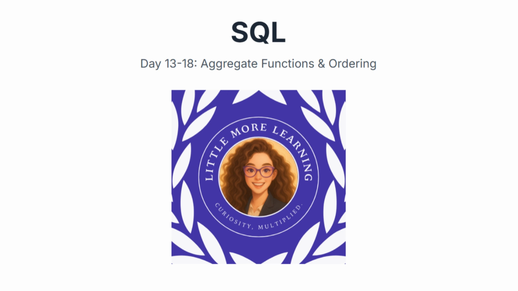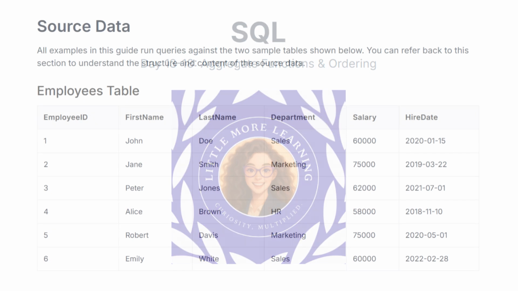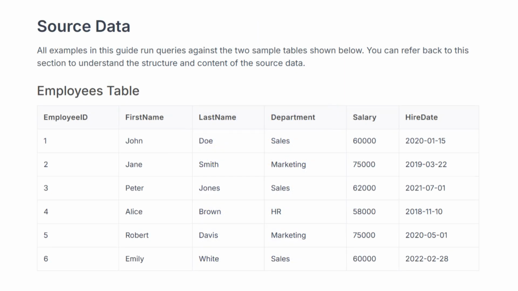Today we're diving into one of the most powerful aspects of SQL, aggregate functions and data ordering. Think of aggregate functions as your data analysis toolkit. Just as a statistician uses formulas to find averages and totals, SQL provides us with built-in functions to perform calculations across multiple rows of data. We'll also learn how to sort and group this data to make it meaningful and actionable.